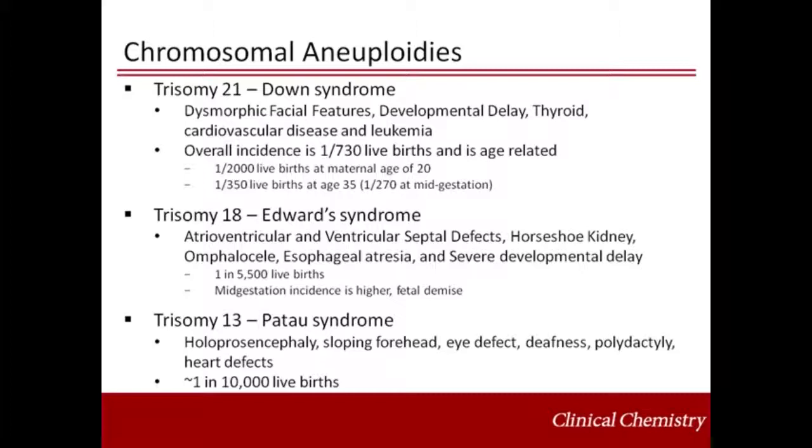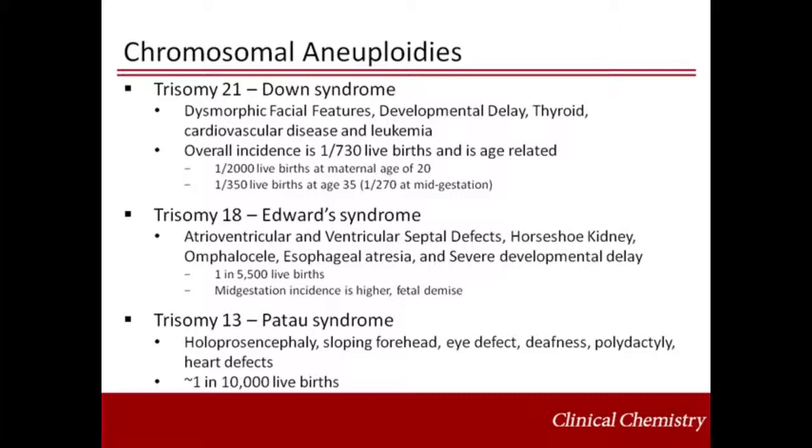The second most common autosomal aneuploidy for which screening is also performed is trisomy 18 or Edwards syndrome. The effect of this trisomy is more severe for the fetus than that of trisomy 21. The affected fetus and neonate will have multiple defects, including atrioventricular septal defects, horseshoe kidney, omphalocele, esophageal atresia, and severe developmental delay. Trisomy 18 is the second most common autosomal trisomy with an incidence of 1 in 5,500 live births.